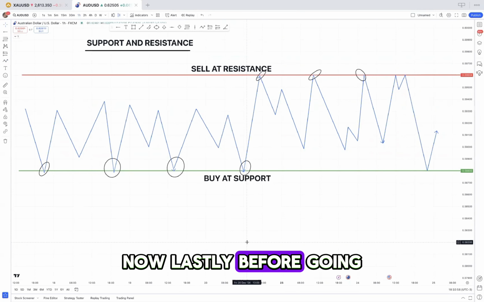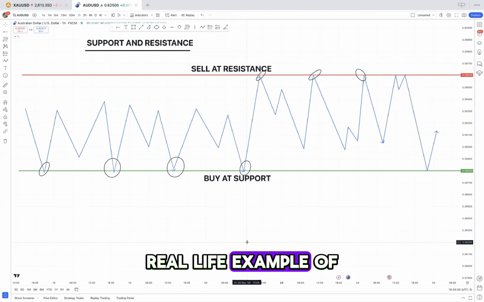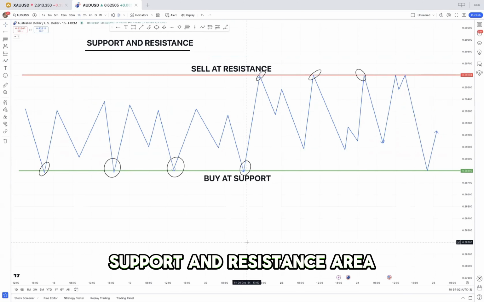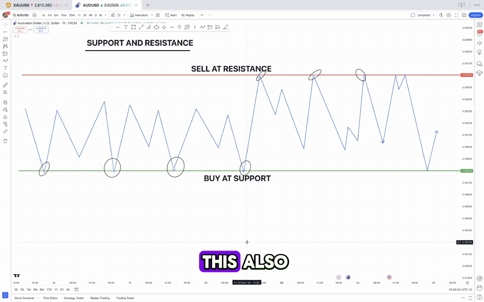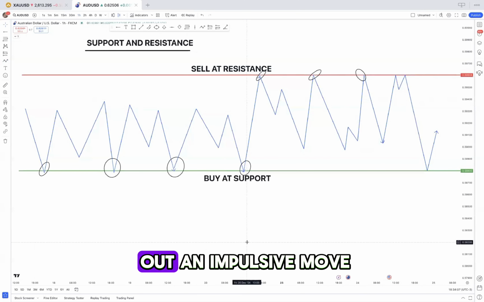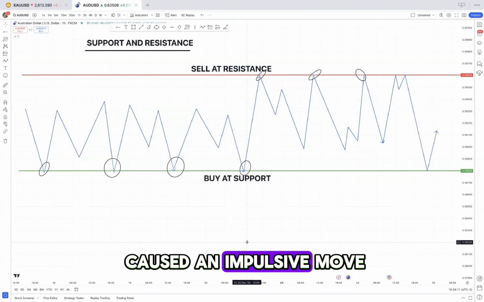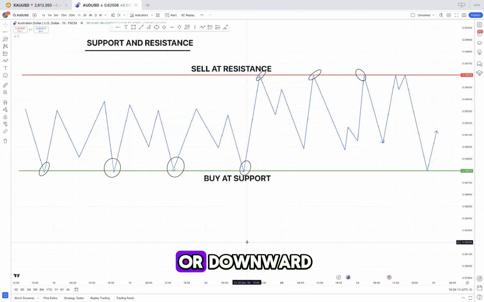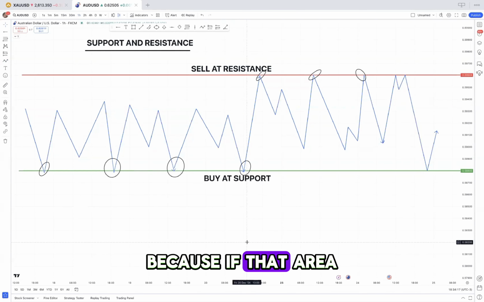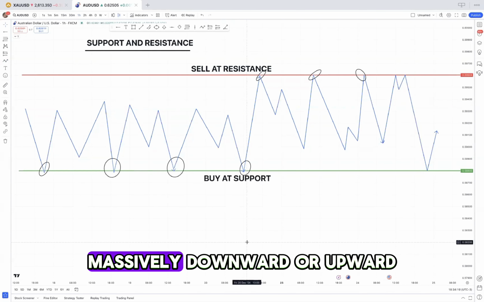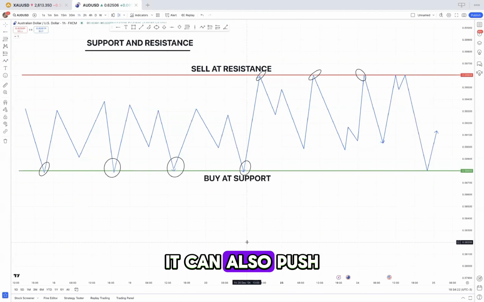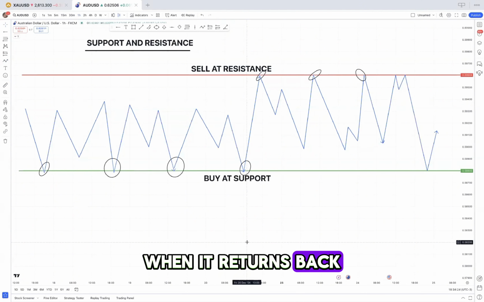Now, lastly, before we go into the chart to show you guys a real life example of how to map out this support and resistance area, I want to add this also. You can also map out an impulsive move, an area that has caused an impulsive move, either pushing price upward or downward. You can also map it as a support or resistance, because if that area can push price massively downward or upward, it can also push that same price when it returns back to that area.